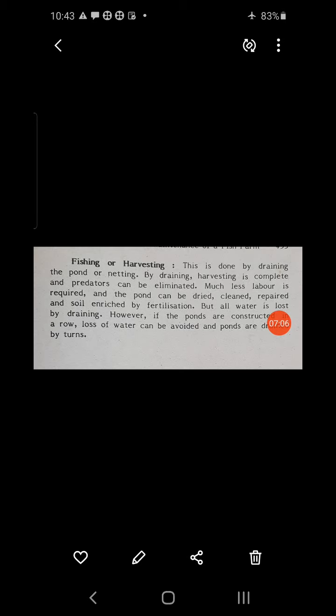However, if the ponds are constructed in a row, loss of water can be avoided and ponds are drained by turns. That means one by one we remove the water from the ponds so we can harvest the fish very regularly. So, this is enough for today. Next time we will see another point. Thank you.